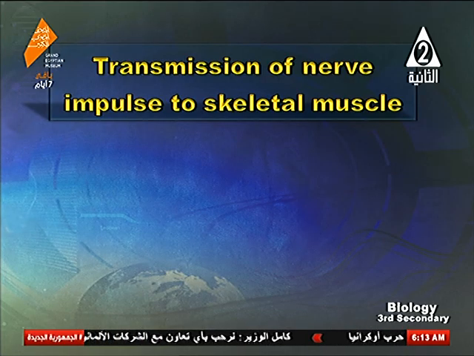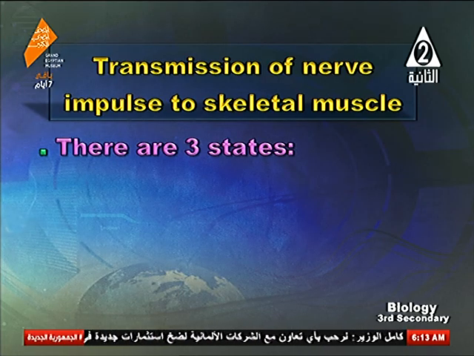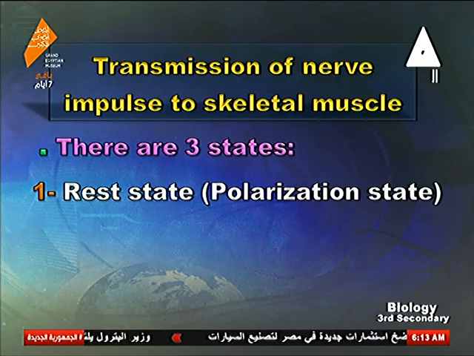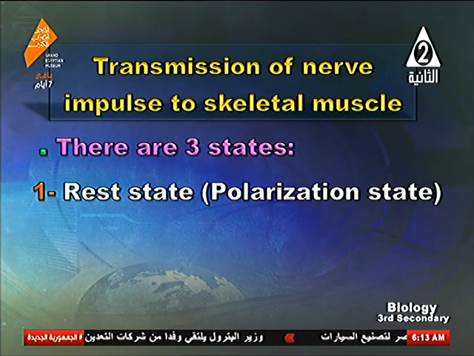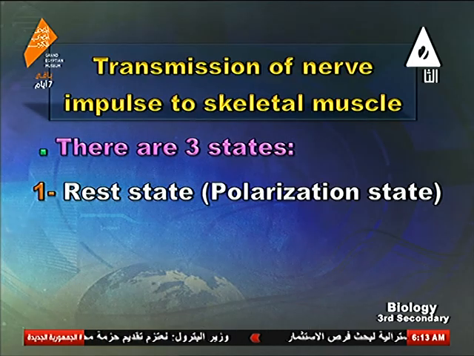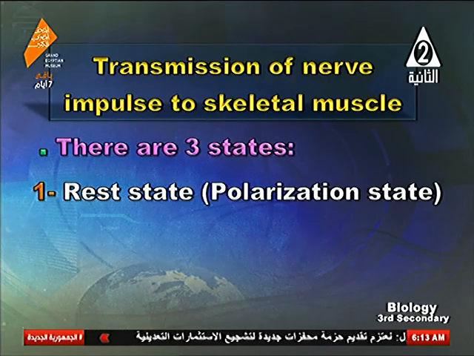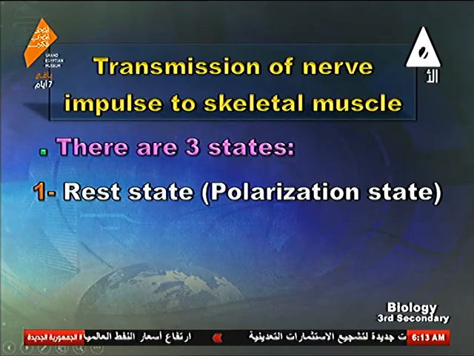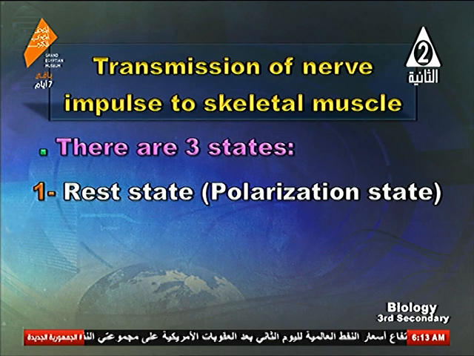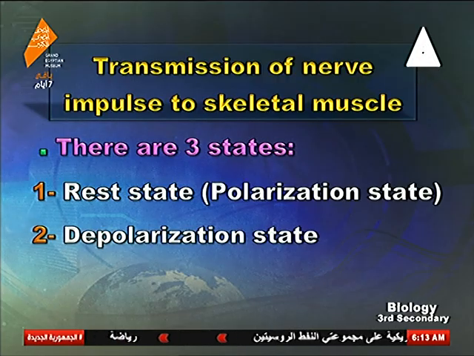You studied it last year. There are 3 states of the cell. The rest state, which is the polarization state, is before the voluntary skeletal muscle receives the nerve impulse, where the outer surface of the muscle fiber carries a positive charge and the inner surface carries a negative charge. A potential difference arises between the outer and inner surface, called the polarization state. The second state is the depolarization state.